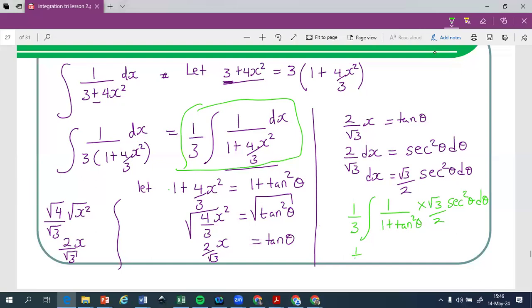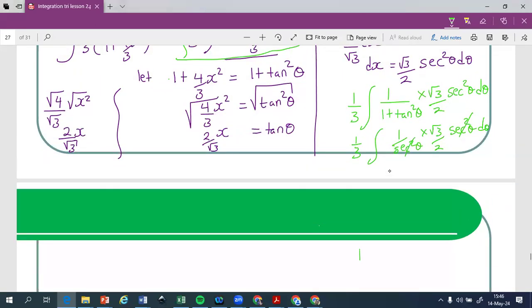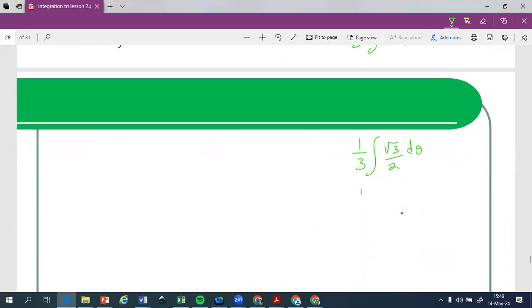But in case you want, you can even first continue and say this is 1 out of sec squared theta times root of 3 out of 2 sec squared theta d theta. Then you cancel these ones. So after cancelling, we are going to remain with 1 out of 3 integral of root of 3 out of 2 d theta. So you go on and you integrate. So this will be 1 out of 3 times root of 3 out of 2 theta plus a constant. So this is root of 3 out of 6 theta plus a constant.